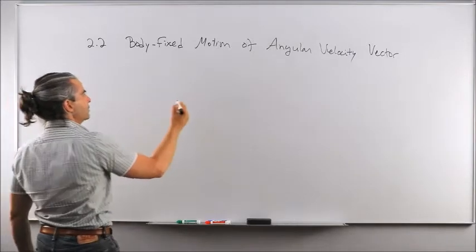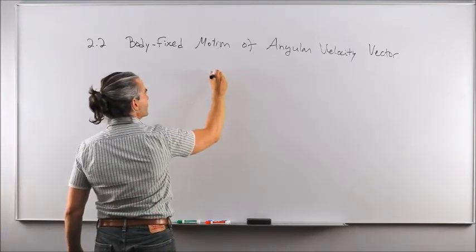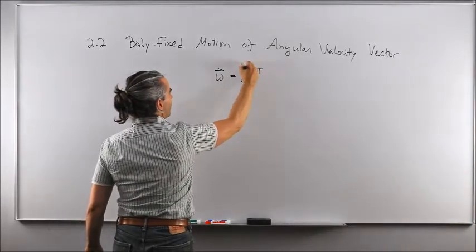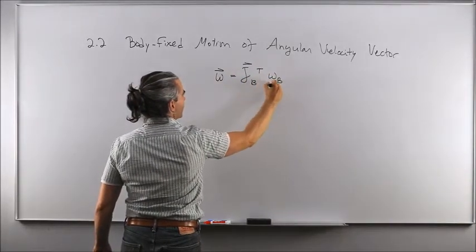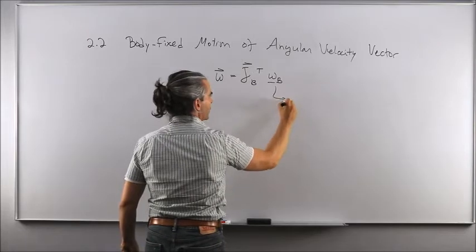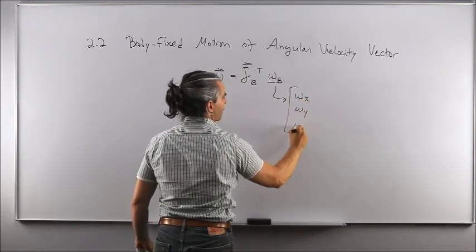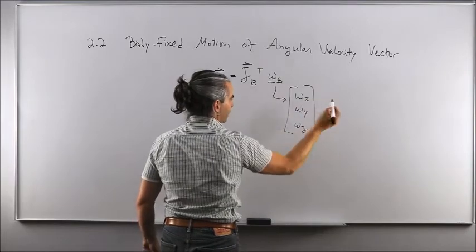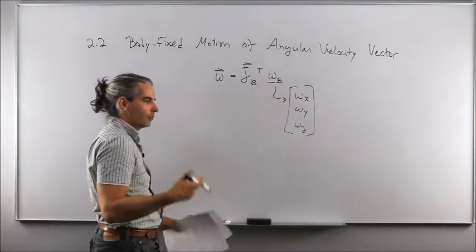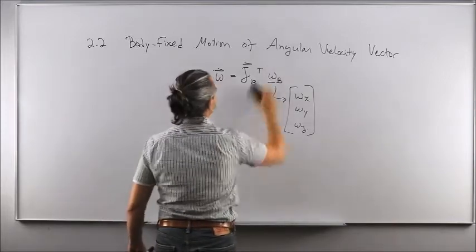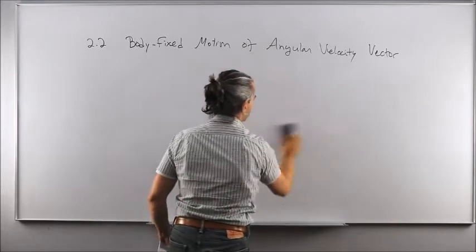So body fixed, meaning that we're going to look at the components of this particular vector seen in the body fixed reference frame like that. So again, what we want is to obtain solutions for omega x, omega y, and omega z as a function of time, starting from some random or non-zero initial conditions. Good.